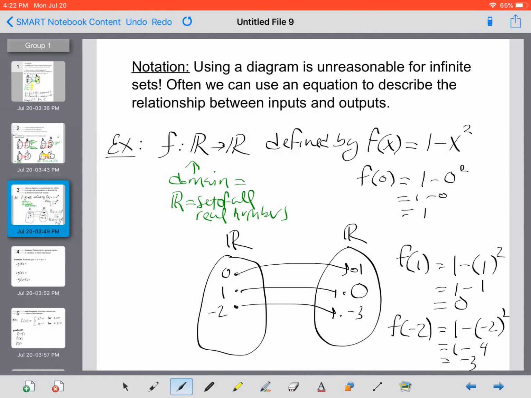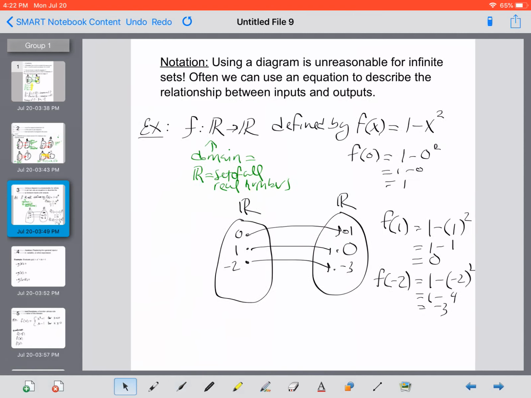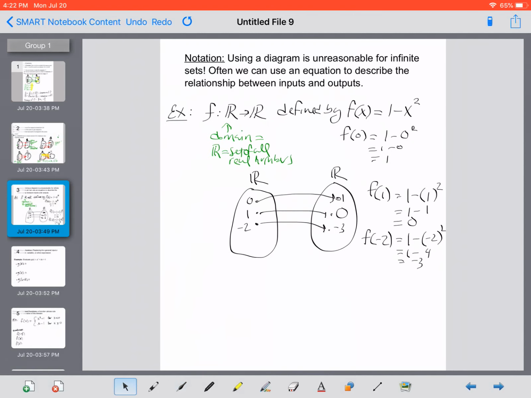We've already missed a lot of real numbers. There's a lot of real numbers between 0 and 1. There's a lot of real numbers between 1 and negative 2. We can't really draw a diagram to represent the whole thing, but we can at least choose some, right? We can pick out some particular values of the domain and see what we get as outputs.